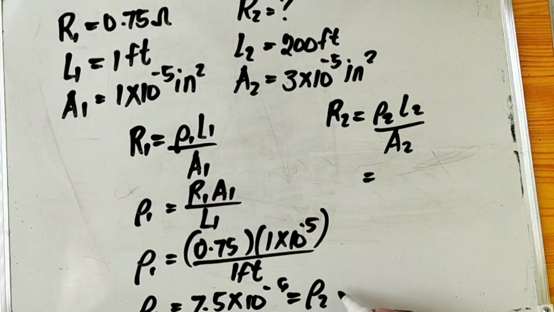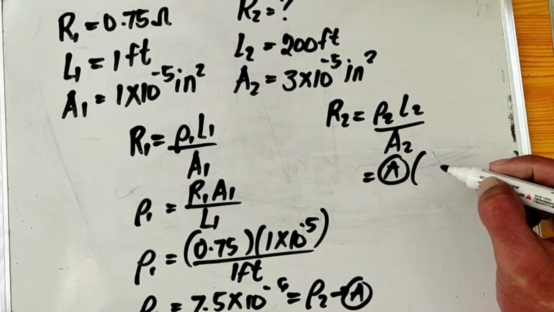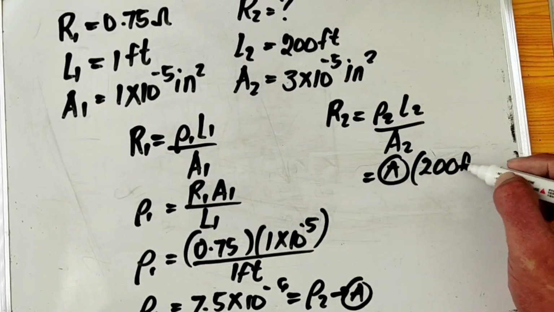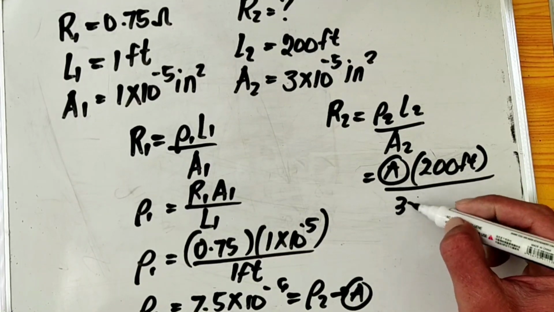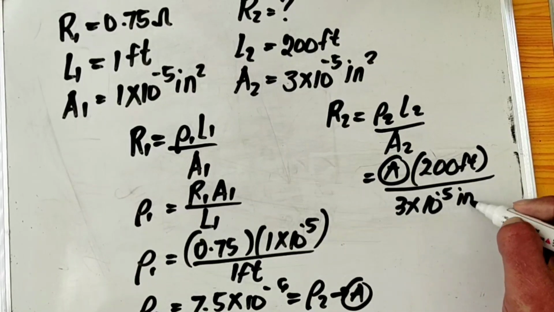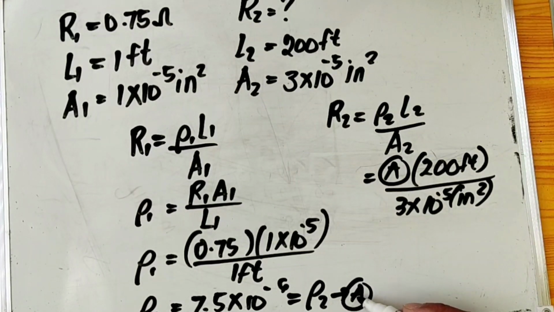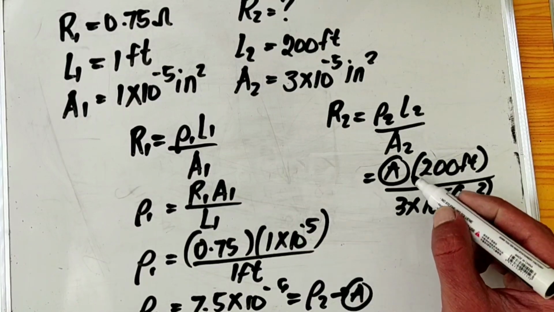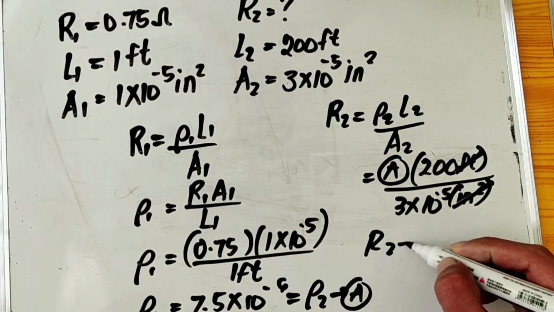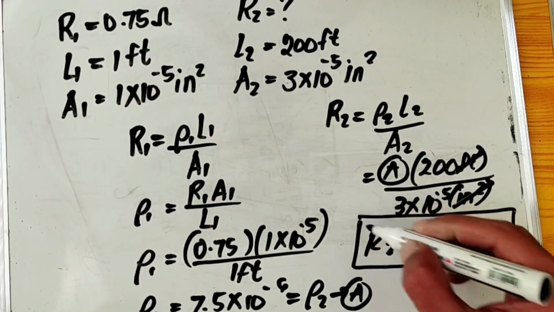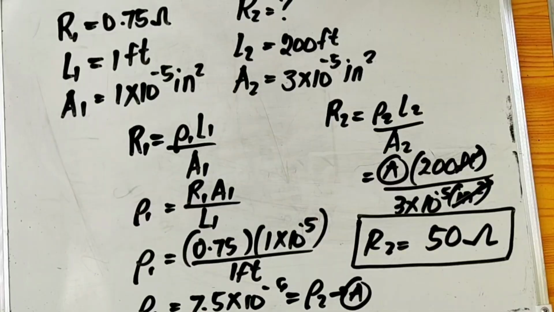So for the R2, let's store rho at A in your calculator. So A, L2 is 200 feet. And then for the A2, that is 3 times 10 to the negative 5 inches square. So, yung value ng resistivity, may unit siya na makakancel lang din ng inches square and foot. So, for the R2, upon using your calculator, we'll be having the value of 50 ohms.